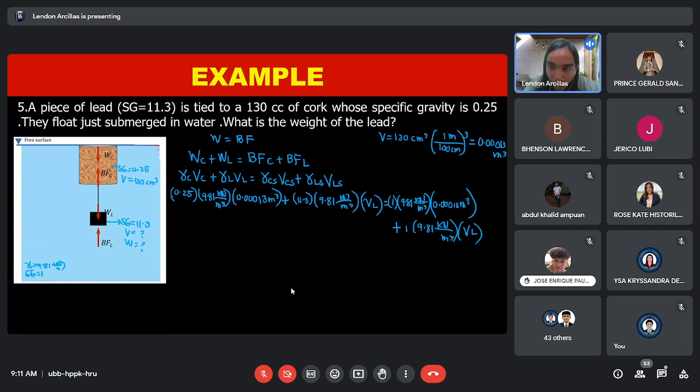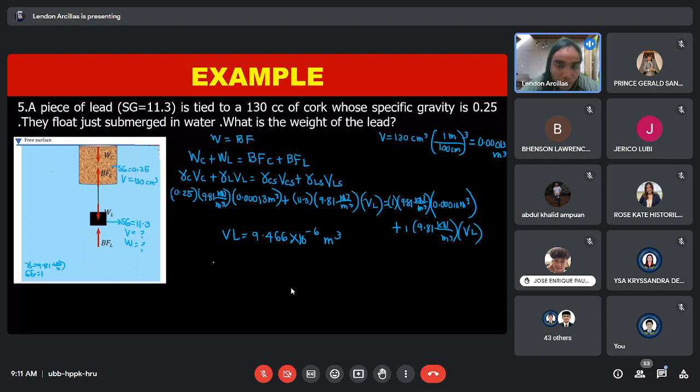Gets ba to? Do you have any question? Paano to nakuha? So, ang unknown dito is volume ng lead. If you try to solve it using calculator, ang volume ng lead is 9.466 times 10 raised to negative 6 cubic meter.